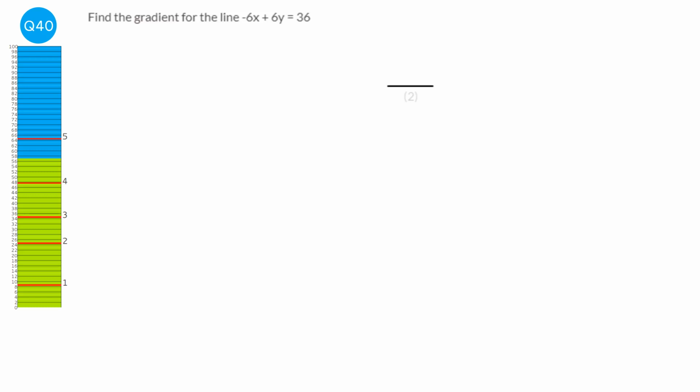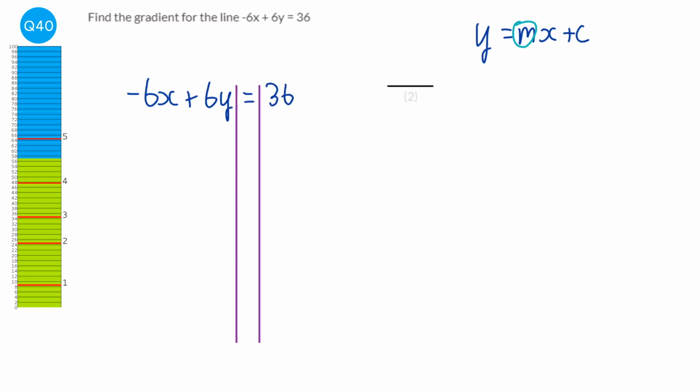So to find the gradient, we need the equation in the form y equals mx plus c. And the m there will give us what the gradient is. So we're just going to be rearranging this equation. And so I'll get my lines in. So the first thing I'm going to do is get rid of the x's from the left hand side, and we can do that by adding 6x to both sides.